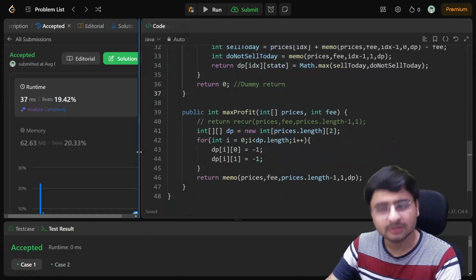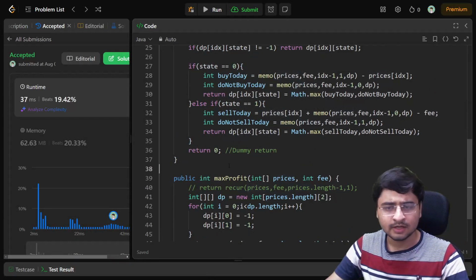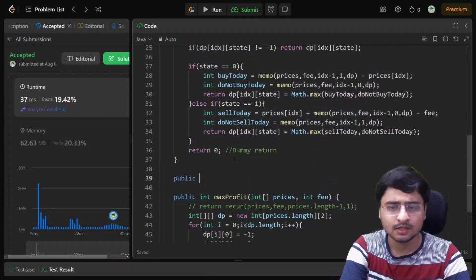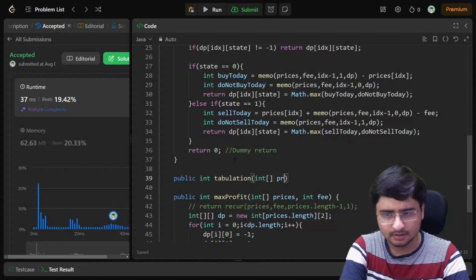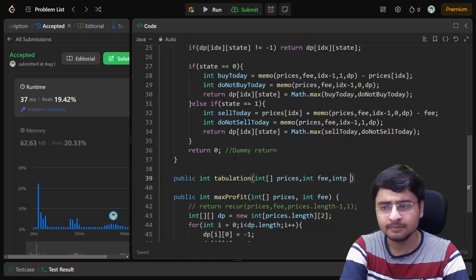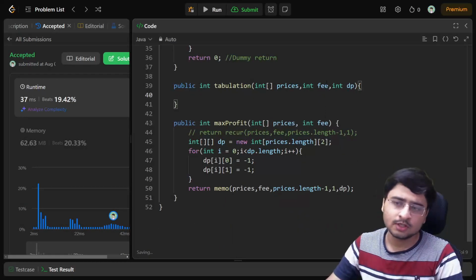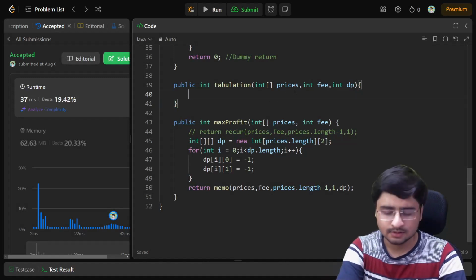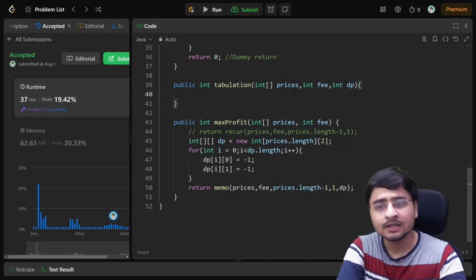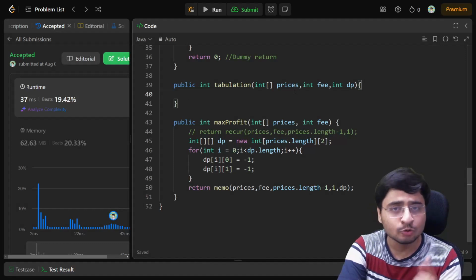Let's talk about the tabulation approach as well. All right. So the tabulation approach is pretty straightforward. What we actually do is we create a different function, public int tabulation. The int prices array will be passed here, the fee will be passed here, and the int DP will also be passed here. Remember, tabulation is not top down; it's bottom up. So you are going to start the loops in reverse order.